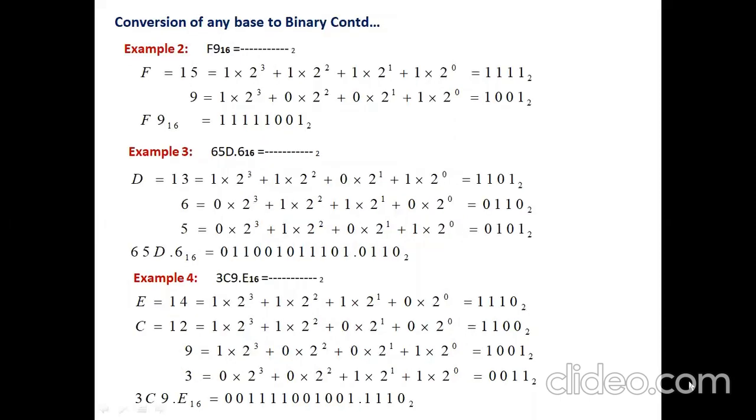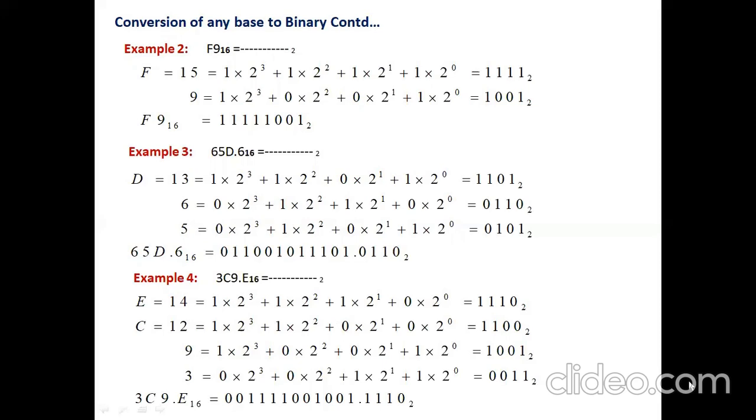So conversion of any base to binary. Again, F9 base 16 is equal to base 2. F is considered as 15. So for 15 we have the binary digits in 8421 notation, it is 1111. For 9 it is 1001. Later on you will combine them and put it over here.